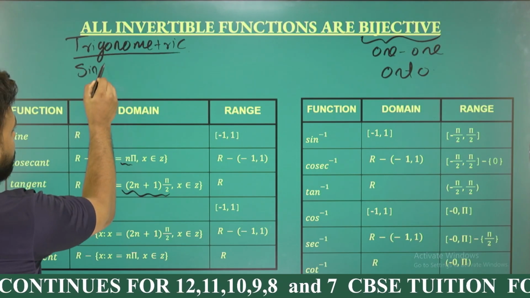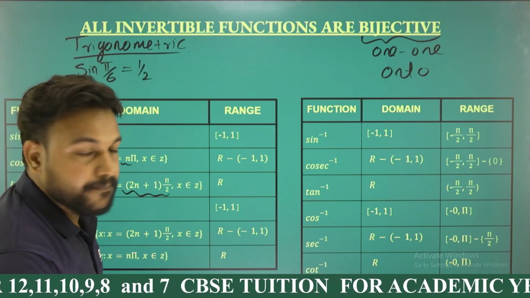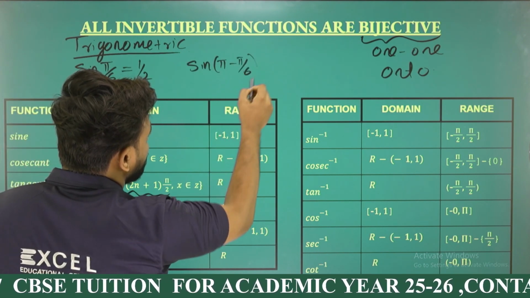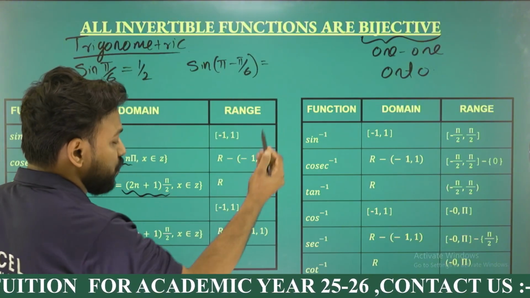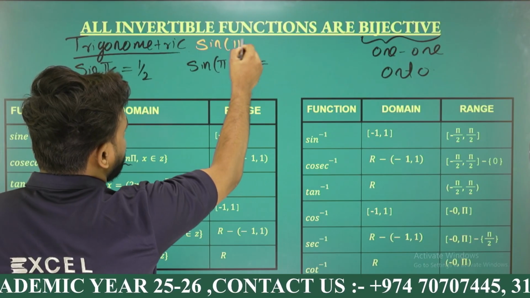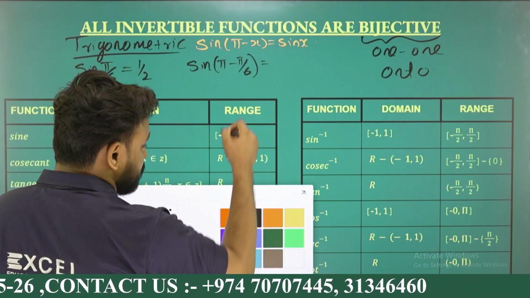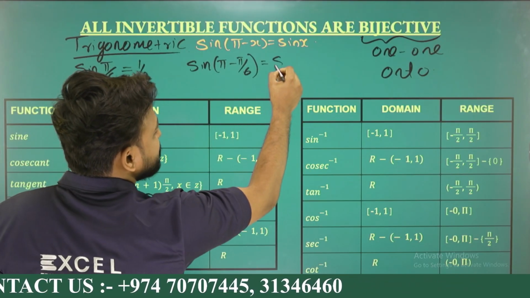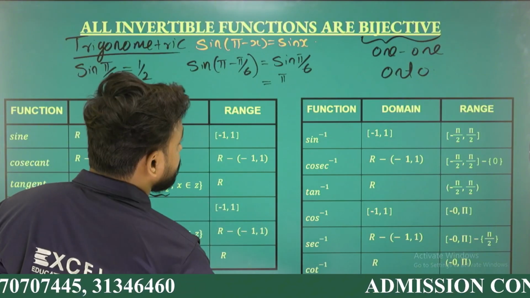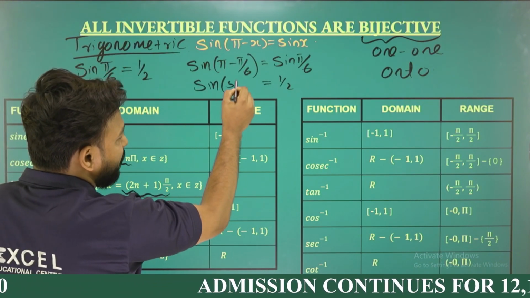What is the value of sine pi by 6? Hope you all know that is 1 by 2. Okay. What is the value of sine of pi minus pi by 6? I think you all know what is sine of pi minus x. Sine of pi minus x is sine x. So sine of pi minus pi by 6 is sine pi by 6. So this is also 1 by 2. So when you cross multiply this, what you will get? Sine 5 pi by 6.